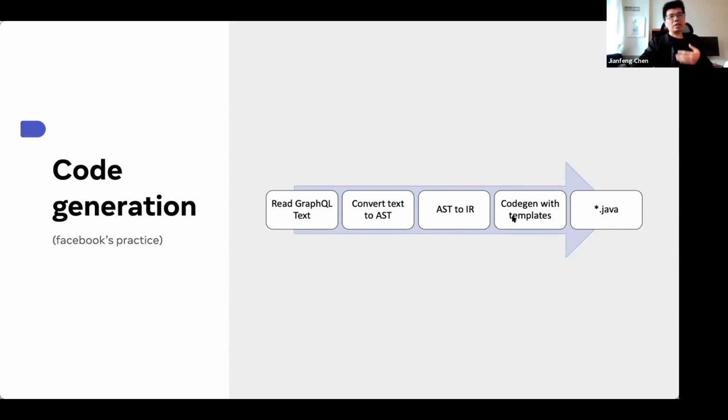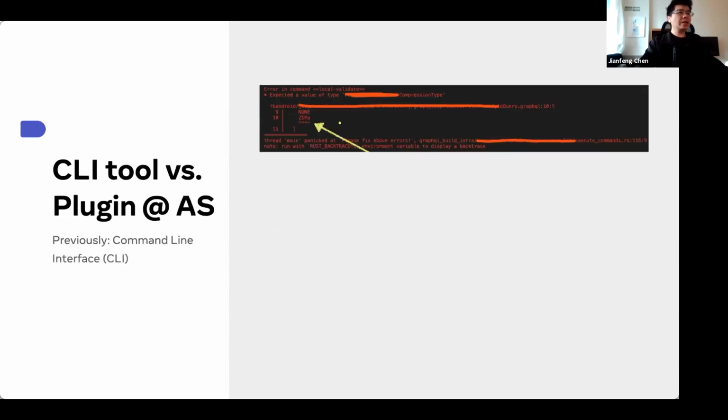And then we write out the Java code for people to use. This is the whole fundamental, essential steps we are doing for the code generation in Facebook.